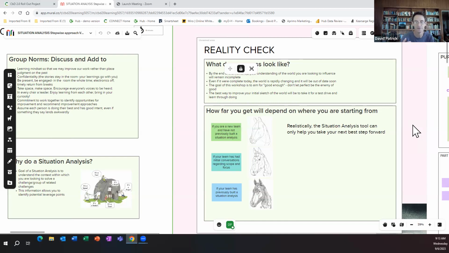And the best way for you to continue to build and understand the context within which you're working is to try some things and to learn from those experiments. Essentially, to undertake adaptive management. I can't emphasize that enough.